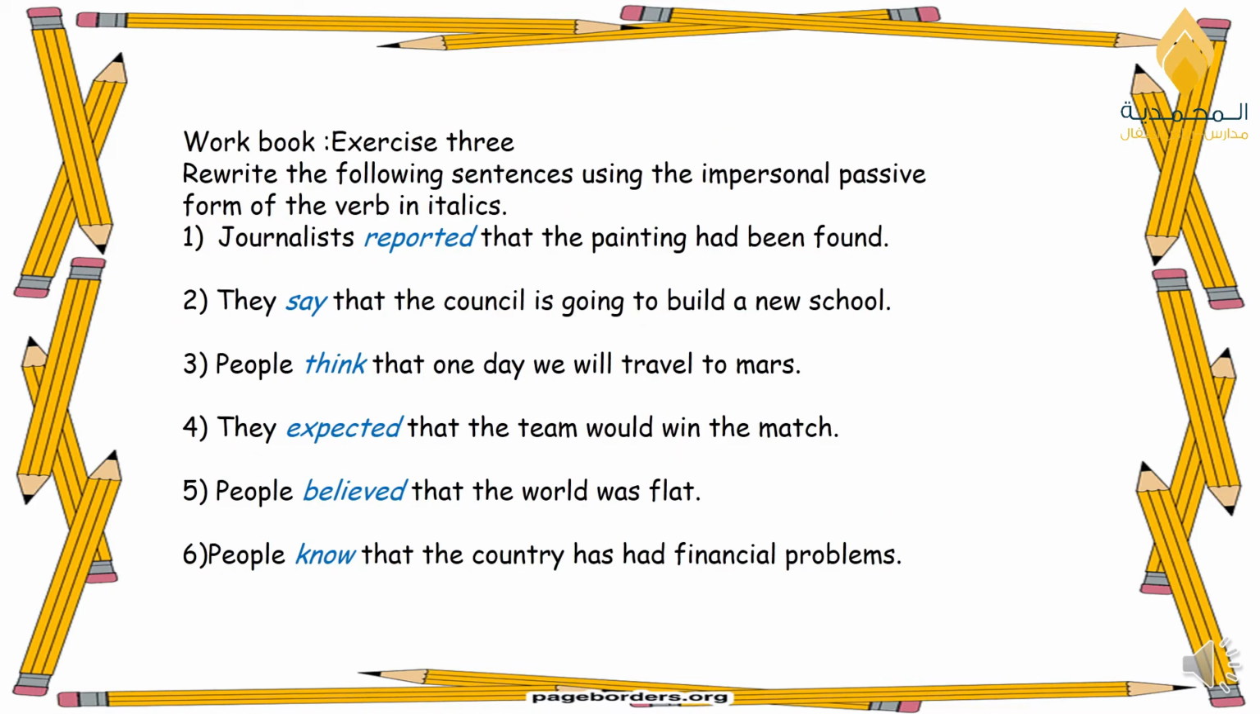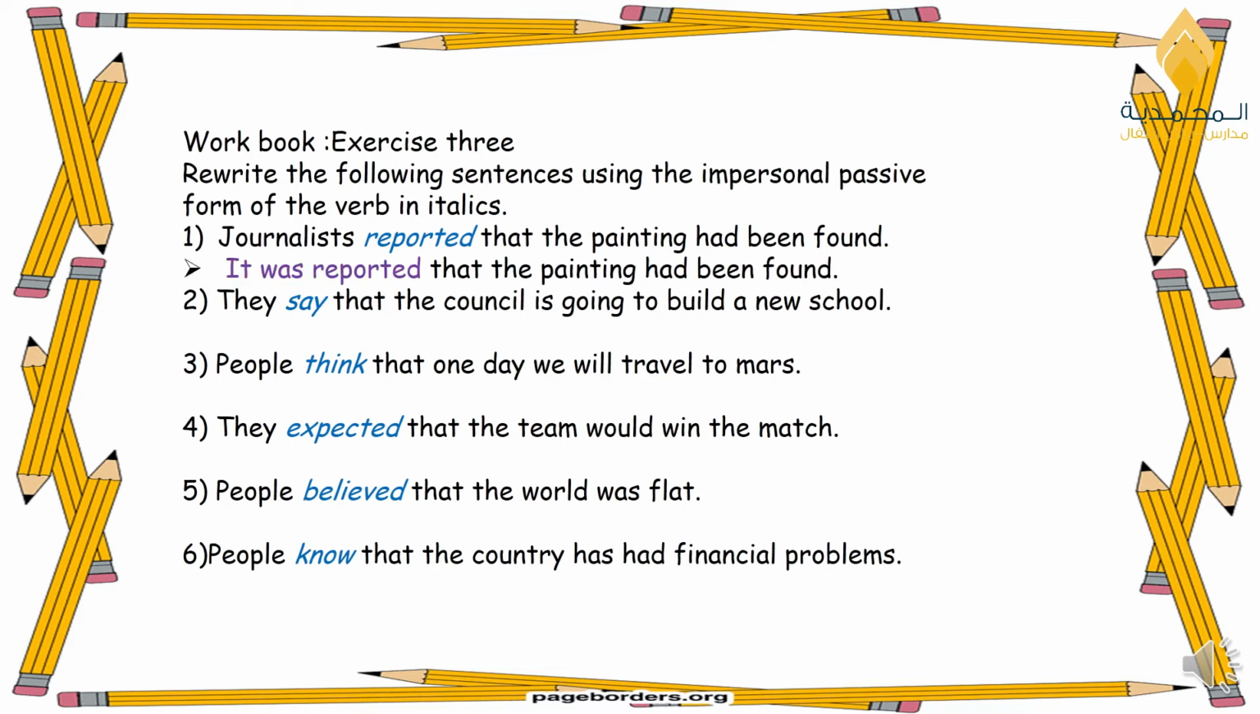Okay, here I just took workbook exercise number 3 to do it together and make it easier to understand. Rewrite the following sentences using the impersonal passive form of the verbs in italics. Journalists reported that the painting had been found. Okay, what do I have to start with? I have to start with it. Number 2, what is the tense of the verb? It is simple past. So I have to use the simple past form of the verb to be, which is was or were. It, so we have to use was. It was, and then the verb 3 reported that the painting had been found.